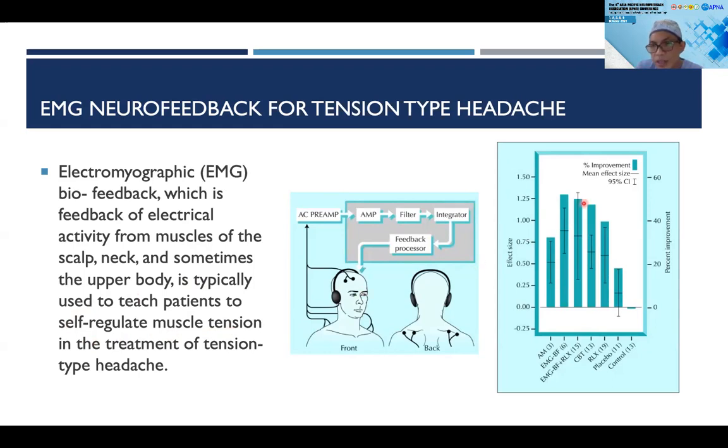And if you can see, this is the evidence that electromyographic feedback combined with the relaxation technique will provide greater reductions of the spasm compared with medication alone. So there is evidence that EMG neurofeedback is effective for tension type headache.